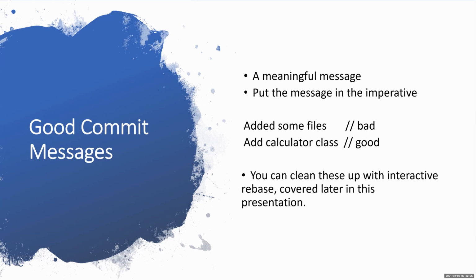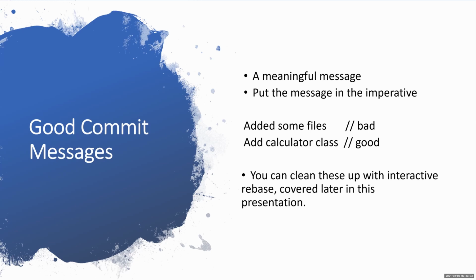By convention, you put your commit messages in the imperative. So instead of "added files," you say "add files." And you try to make them as useful as possible and explain more precisely what is in the commit. So rather than saying "some files," it's better to say "calculator class" or whatever it is you've actually done. Now, if you get these wrong, you can clean them up later with something called interactive rebase, which we're going to look at.